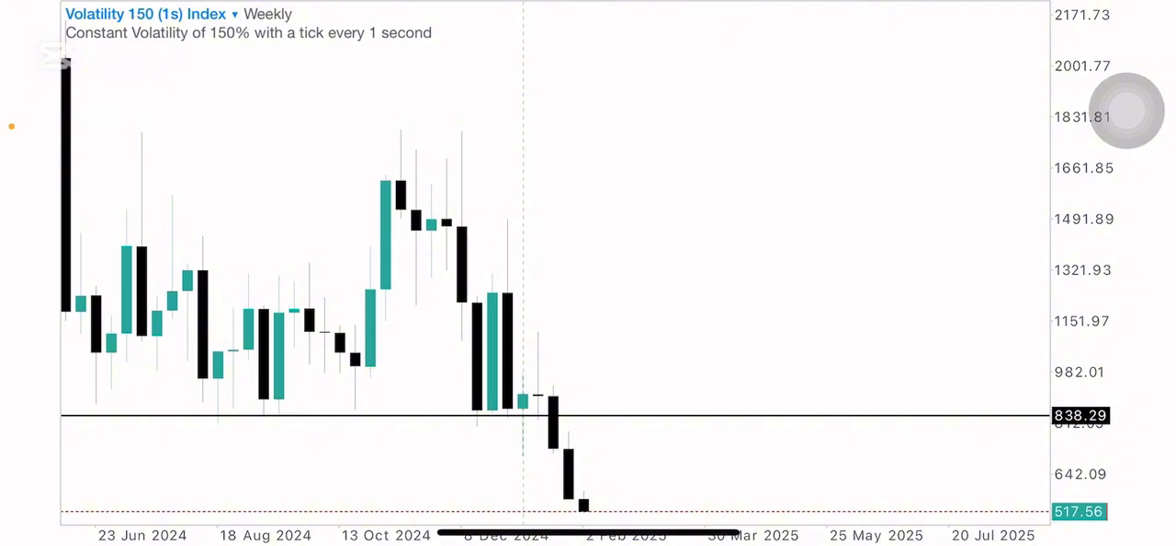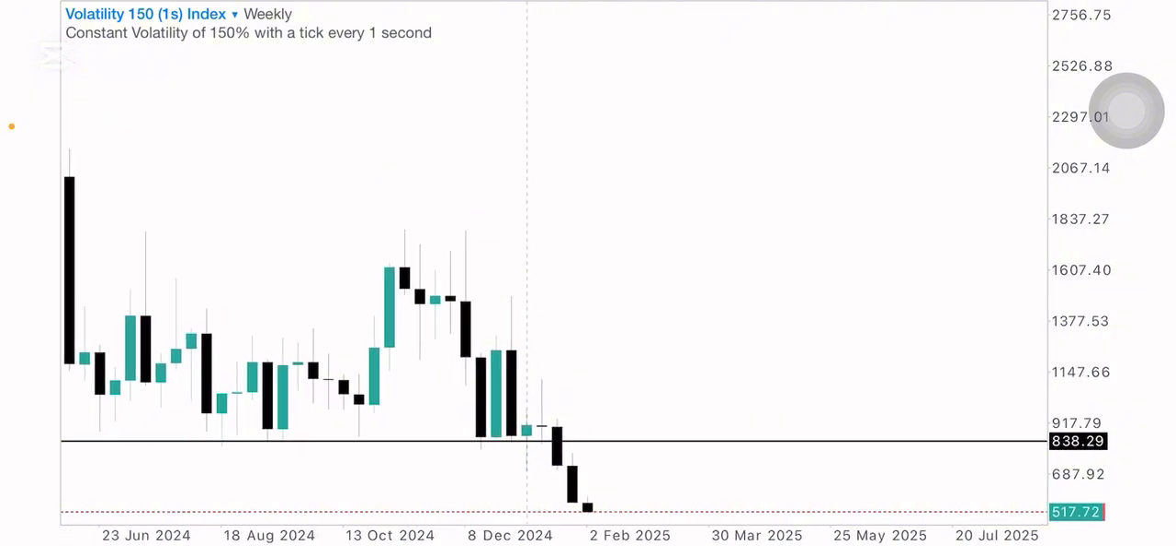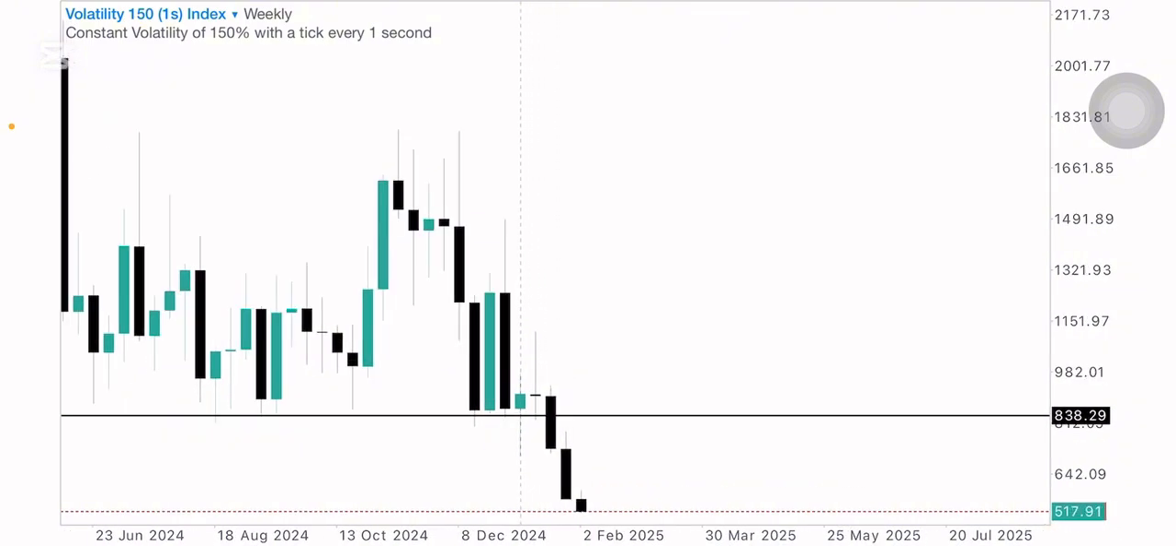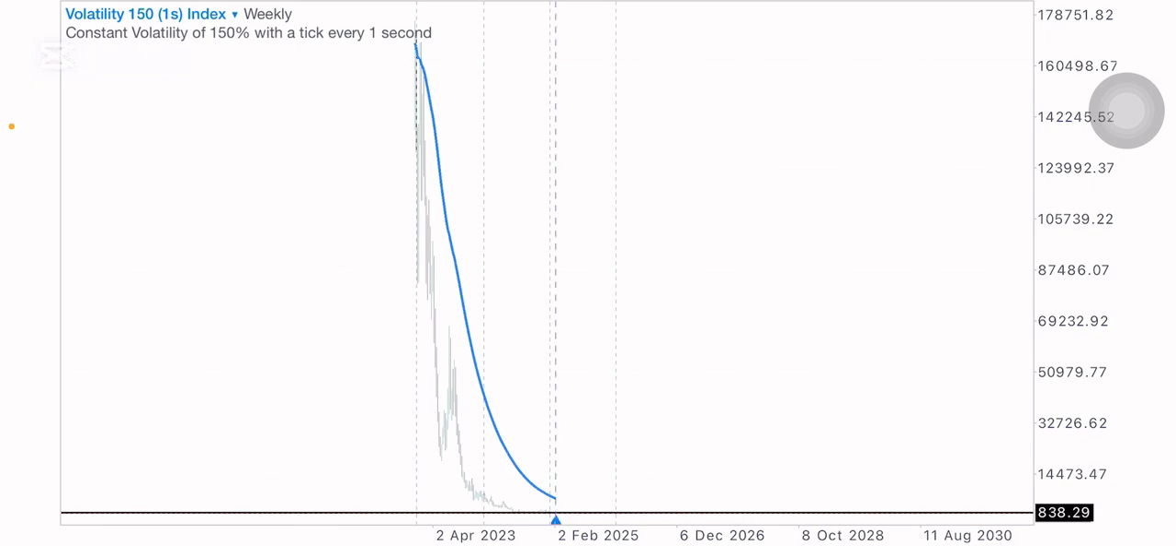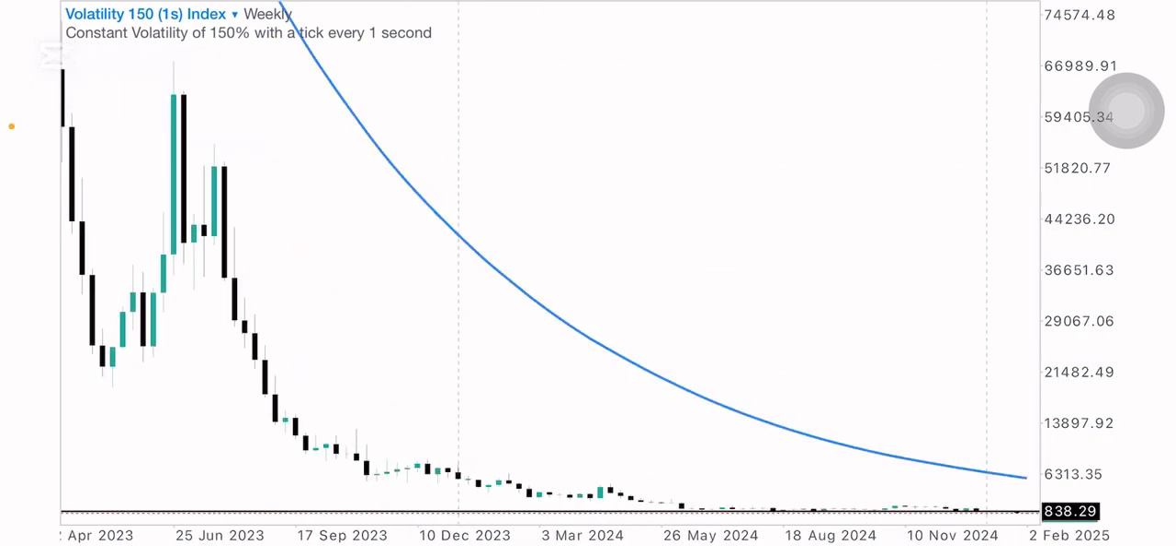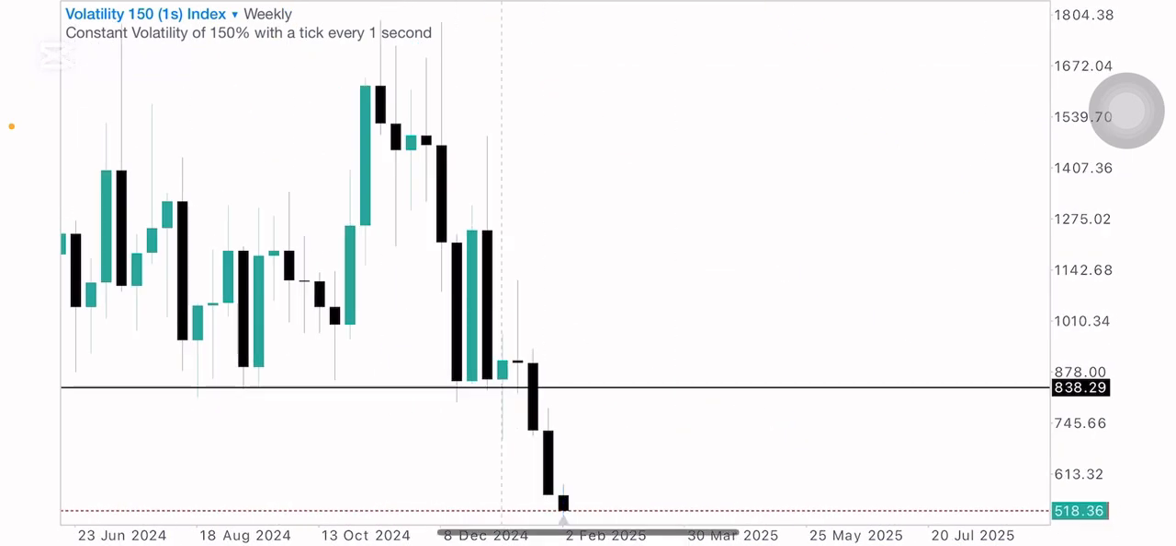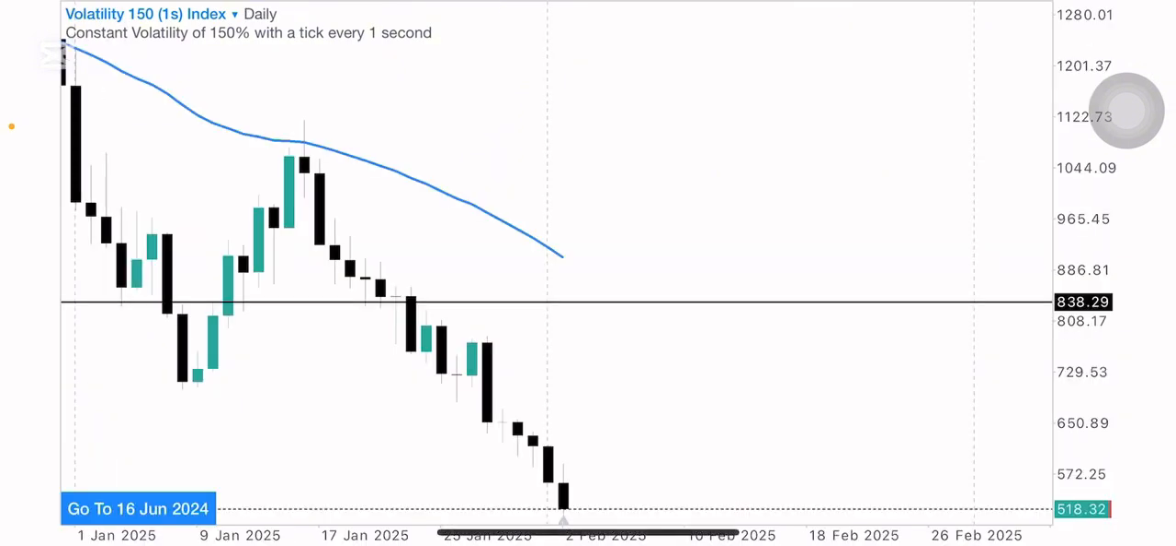So I think this is the only thing we need now. We don't need to mark this high. We don't need them. It's not relevant to us now. Price has made an all-time low on the weekly time frame of VIX 151s. So let's go to daily time frame.